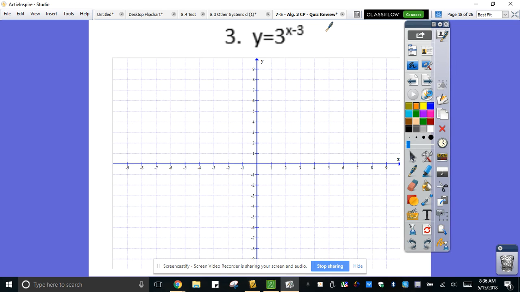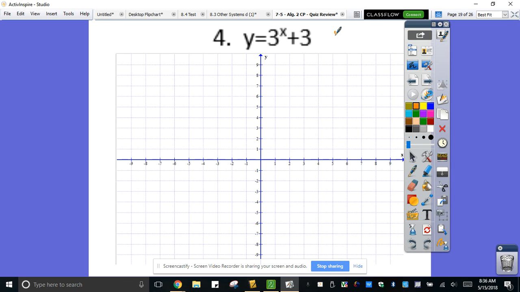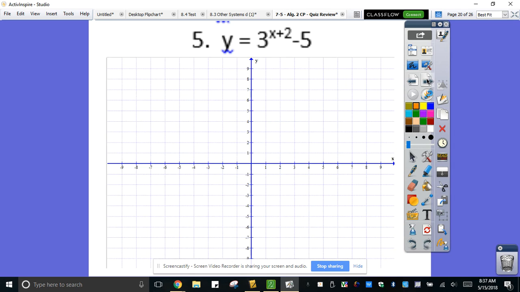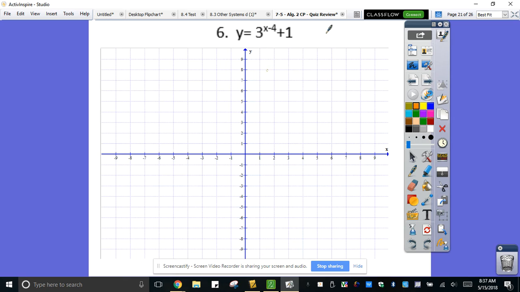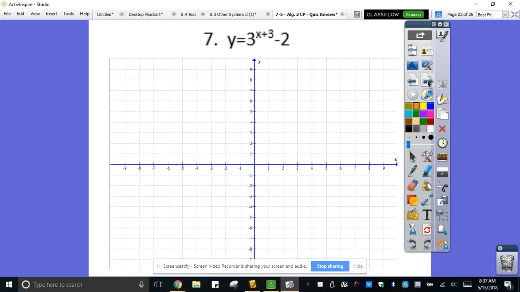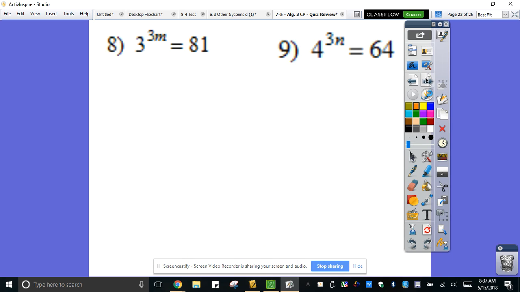This one tells you to go right 3. This tells you to go up 3. This tells you to go left 2, down 5 again. x minus 4 tells you to go right 4, up 1. x plus 3 tells you to go left 3, down 2.